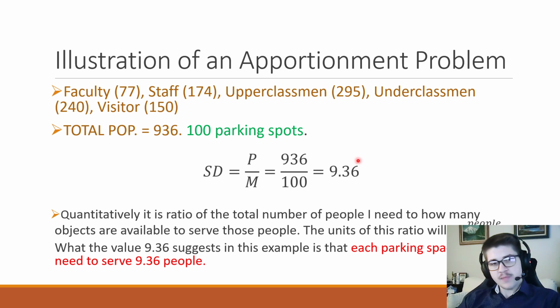But it gives us an idea behind how much too many. I know this doesn't make sense, but if you can see what I'm saying, how much too many do I have? And basically it's kind of cutting out a particular issue. Each parking space will need to serve 9.36 people, which is not a possibility, but sometimes it's a reality that we have to live with.